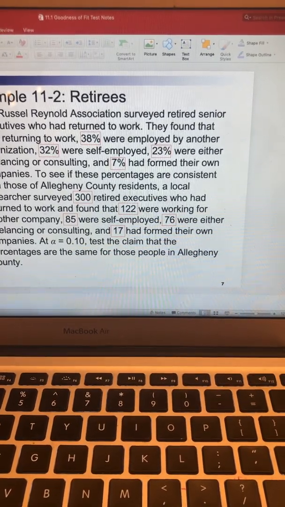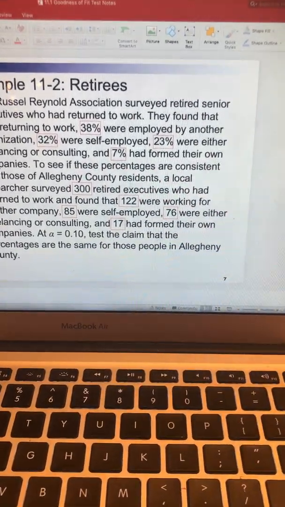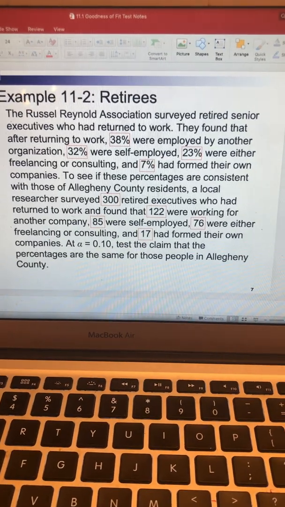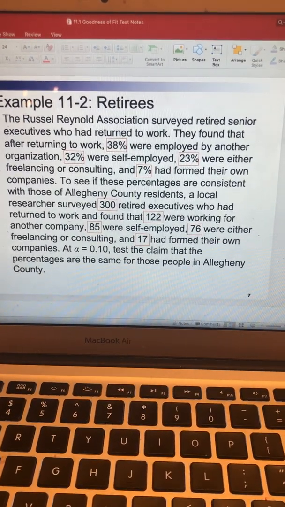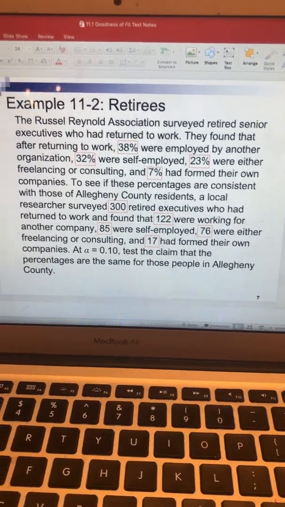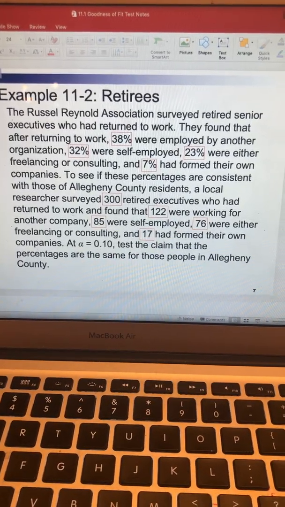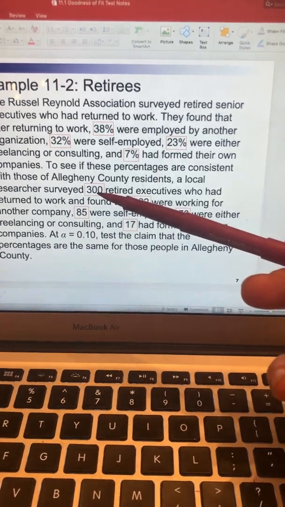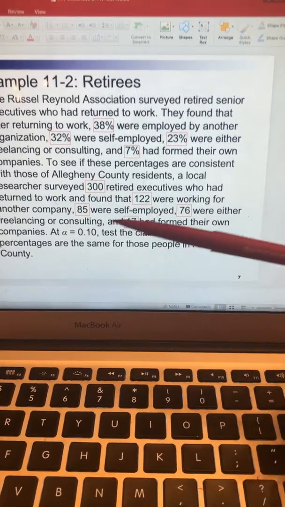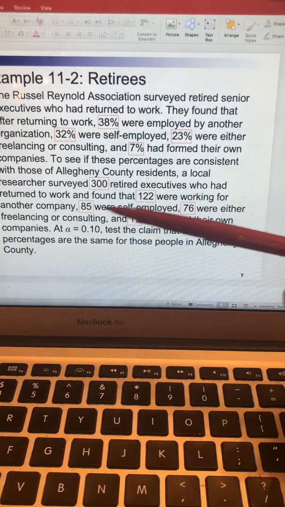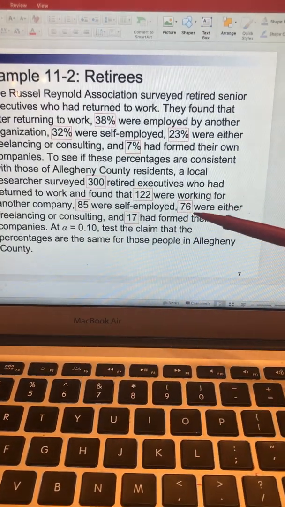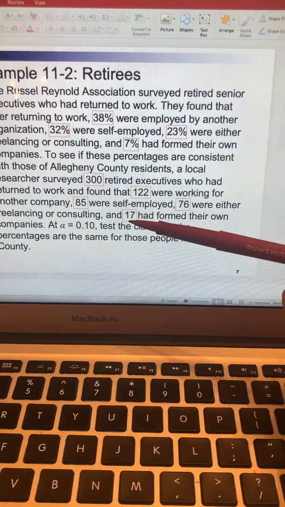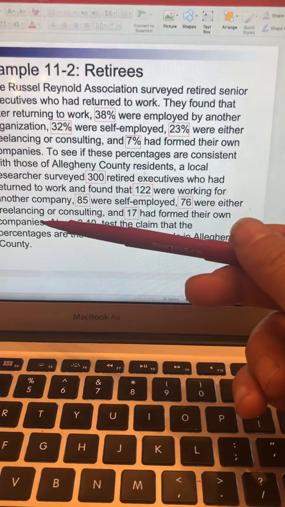So Allegheny County decides, well, we want to run this idea and see what our executives are doing. And is there a difference between what our executives are doing and what is going on in the national average? So they went out and surveyed 300 retired executives. And the breakdown is as follows. 122 were working for another company, 85 were self-employed, 76 were now consulting, and 17 formed their own company.